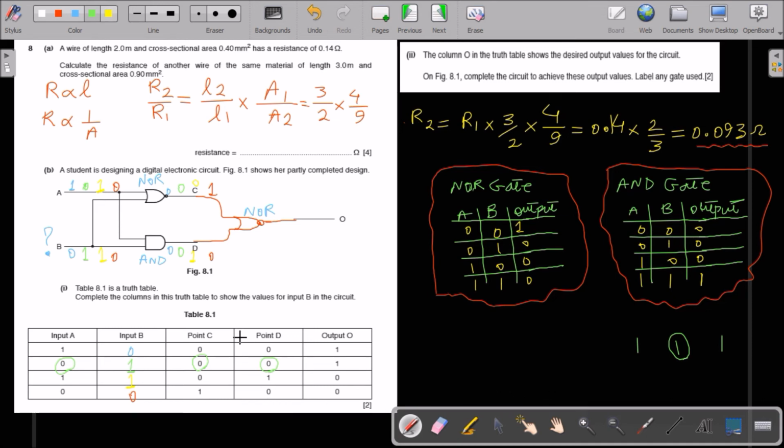Now look at the last one. It is written in red. Input A is 0, C is 1. Okay, now look at NOR gate. In NOR gate, the output is 1. So we have only one condition for that. So A and B must be 0. That's why you should write 0 for B.